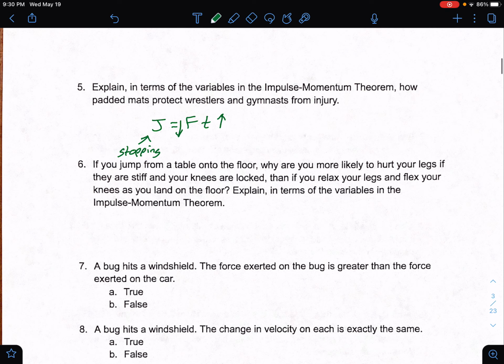So number 6, when you jump off the table onto the floor on bent knees versus locked out knees, same concept. When you land on bent knees, it increases the time for you to stop and your body's going to feel less force.